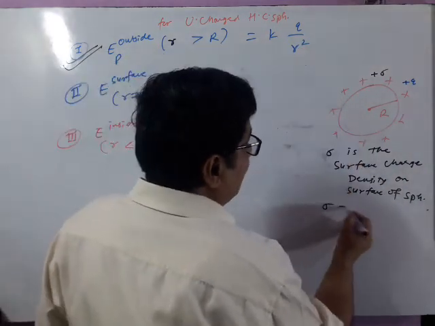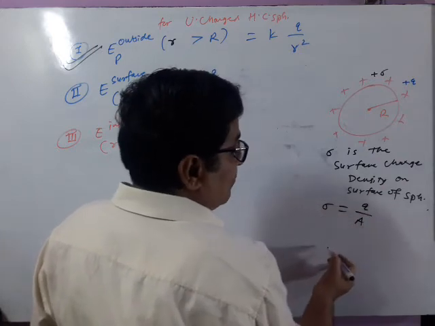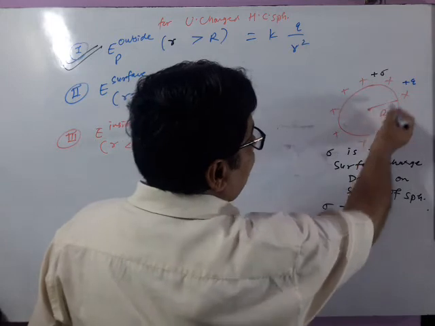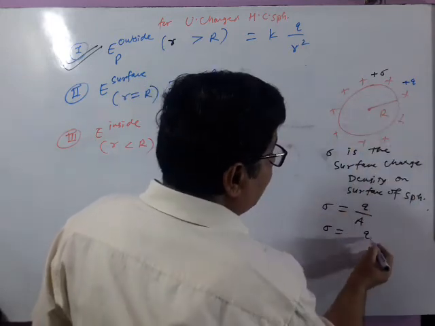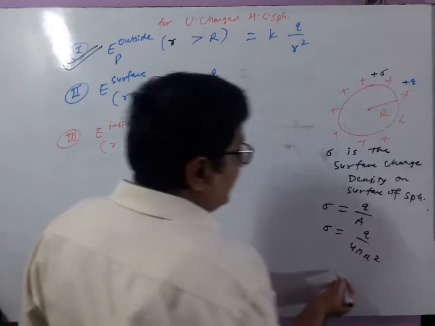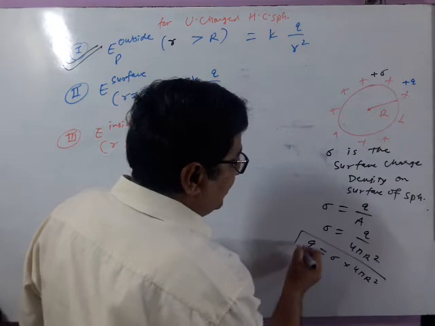You know what is sigma? Sigma is surface charge density, charge upon area. See, what is the area on which this is distributed? Surface area of the sphere. It is 4 pi r square. Q will be sigma into 4 pi r square.